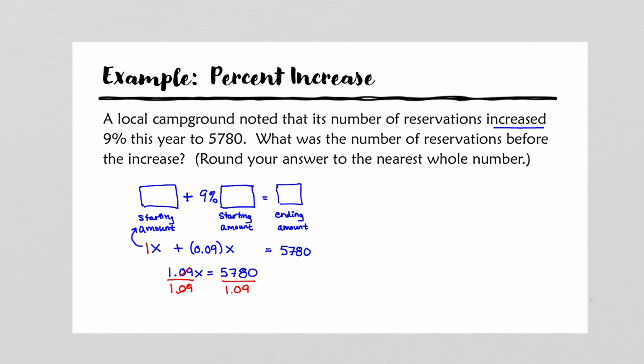That tells us that X, which is our starting amount, is approximately 5,302.75229, etc. Rounding it to the nearest whole number tells us that our starting amount is actually just 5,303. And what does this represent? This represents the number of reservations before the increase.